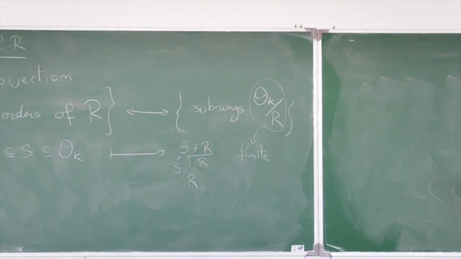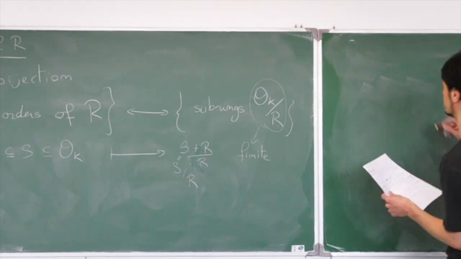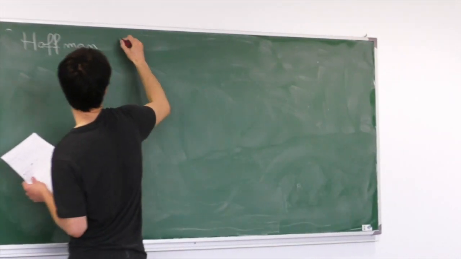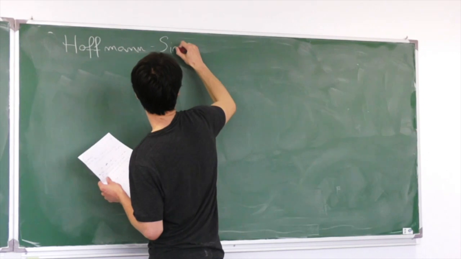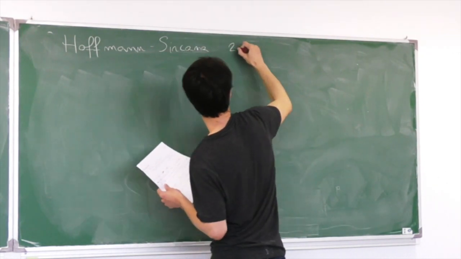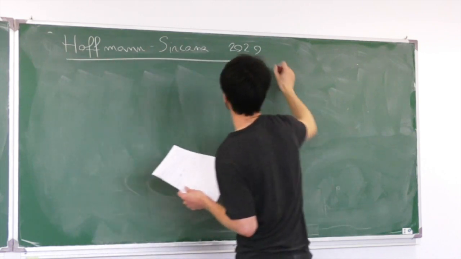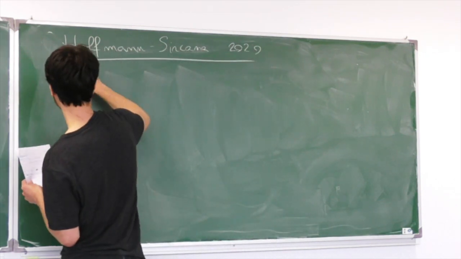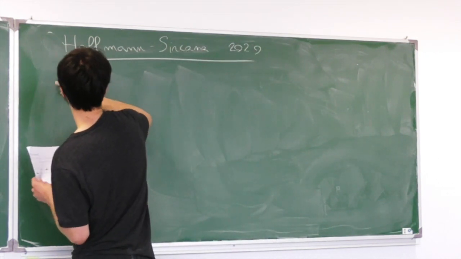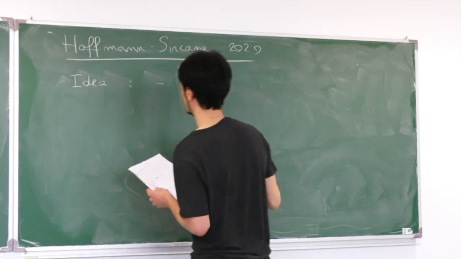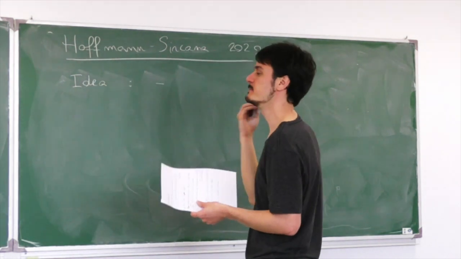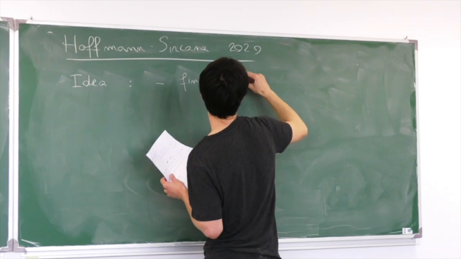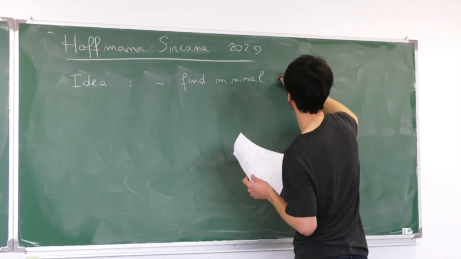So a much better way to do it was found by Tommy Hofmann and Carlo Sircana. In 2020, they have a paper where they found a much better method, and I'm going to give you a sketch of their idea. The idea consists in first finding minimal overorders. It's enough to find minimal overorders.